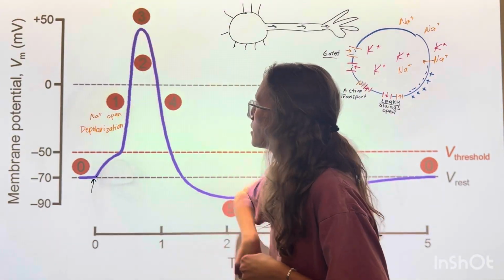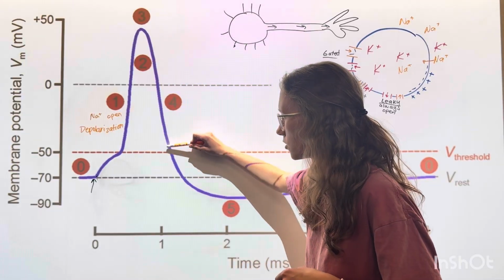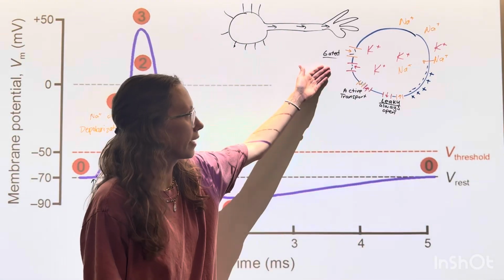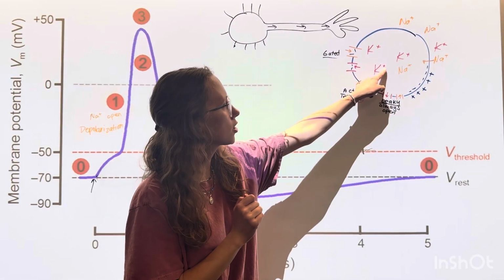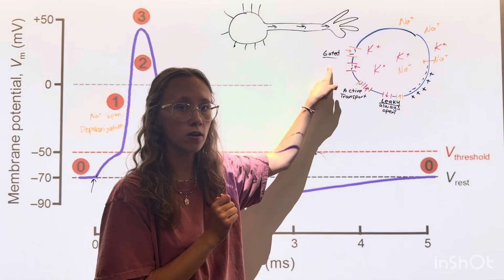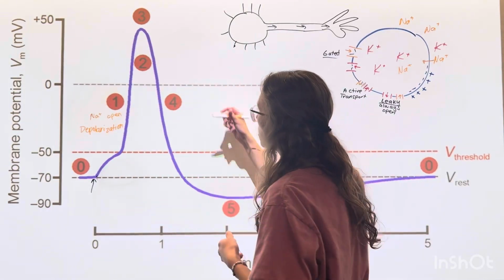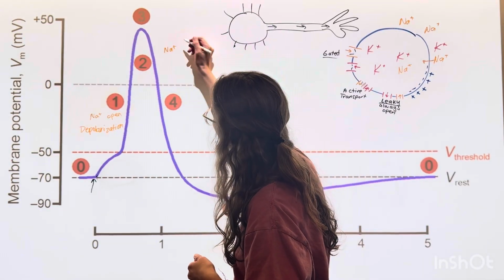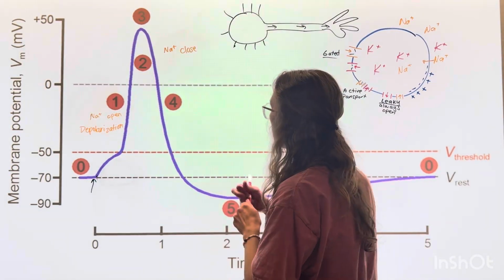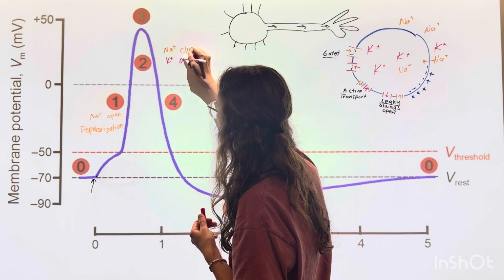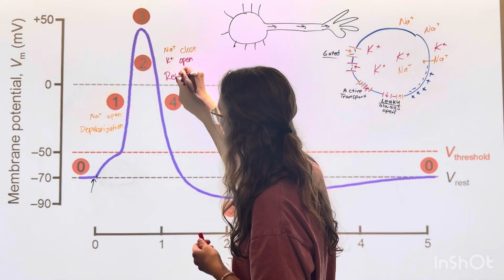Once we reach about positive 30, we can see a turning point. Now we're becoming more negatively charged. So what gated channel is open here? It's got to be potassium. We have a positively charged ion leaving the cell. Taking positive away means we're becoming more negatively charged. So our sodium channels close and our potassium channels open. When we become more negatively charged here, this is called repolarization.